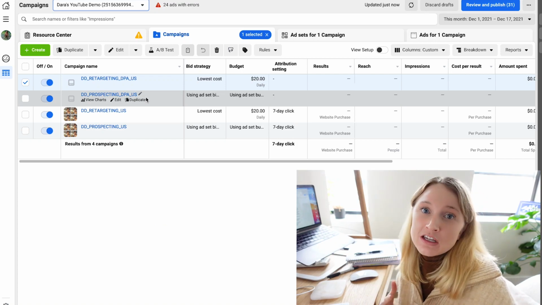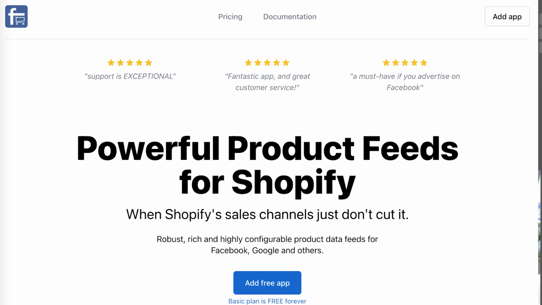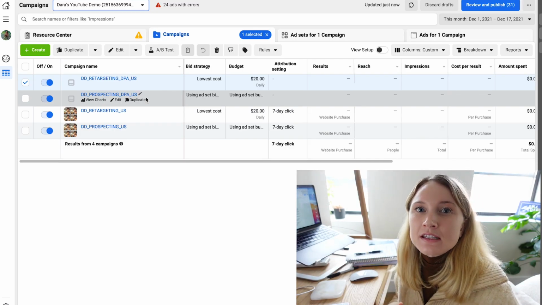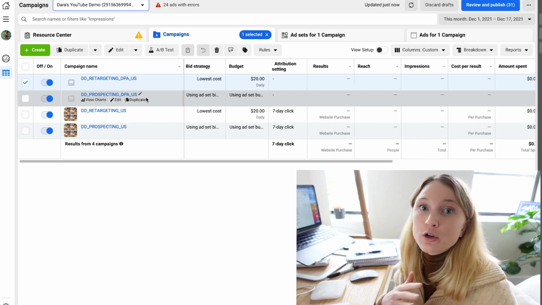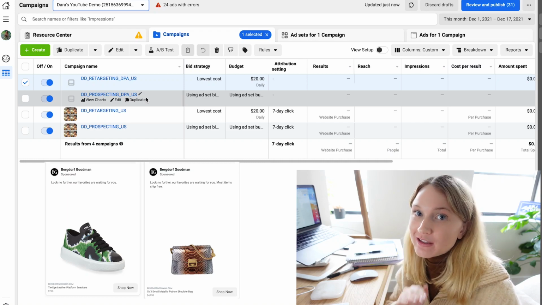And the easiest way to do that I've found is through using an app called Flexify. And it's free too, which is pretty cool. Essentially what this does is it gives Facebook a catalog of all of your products so that it can then make ads that contain every single product that you sell.